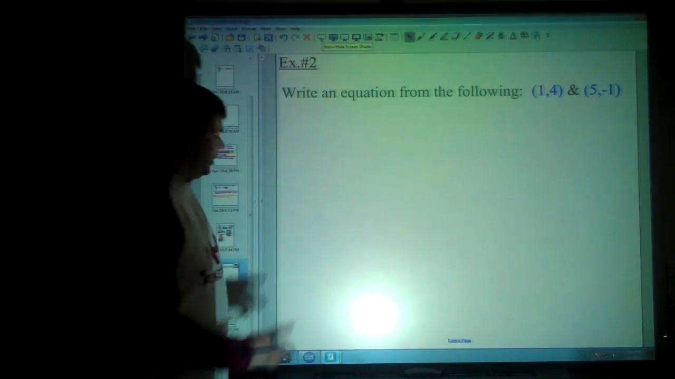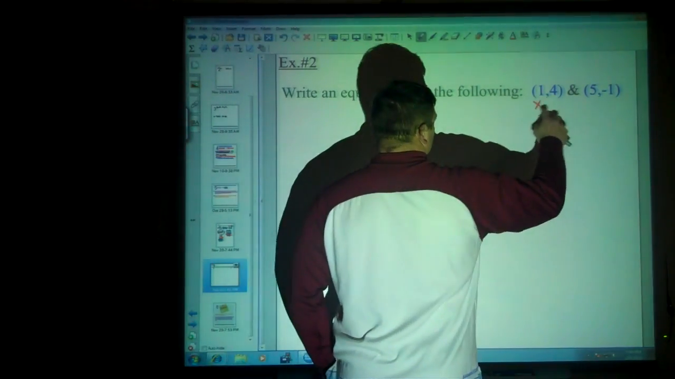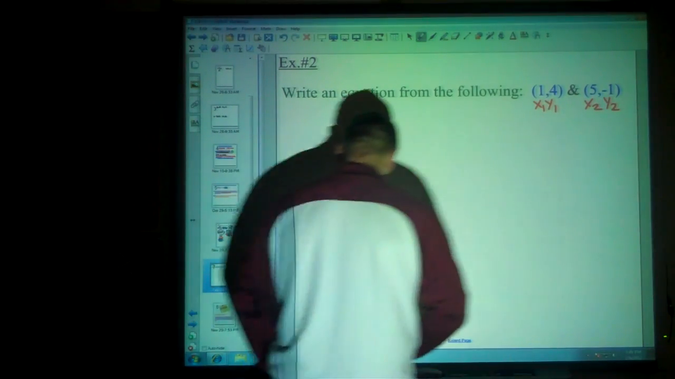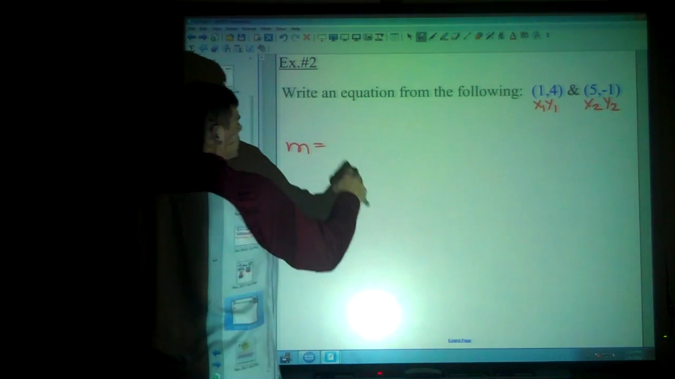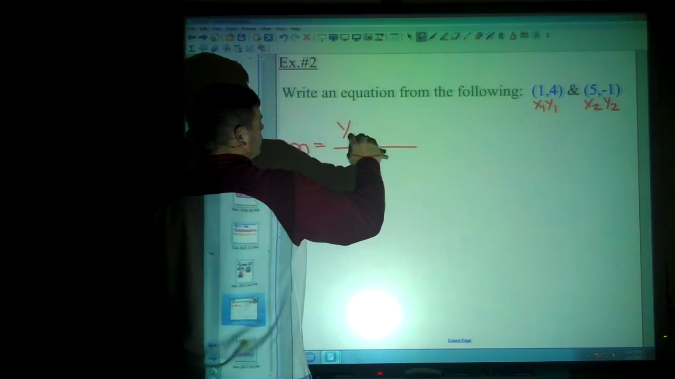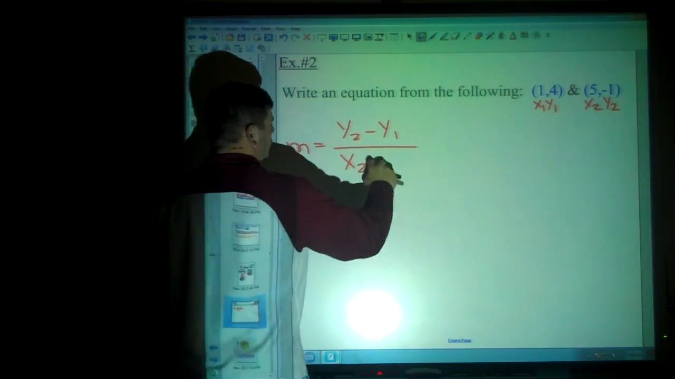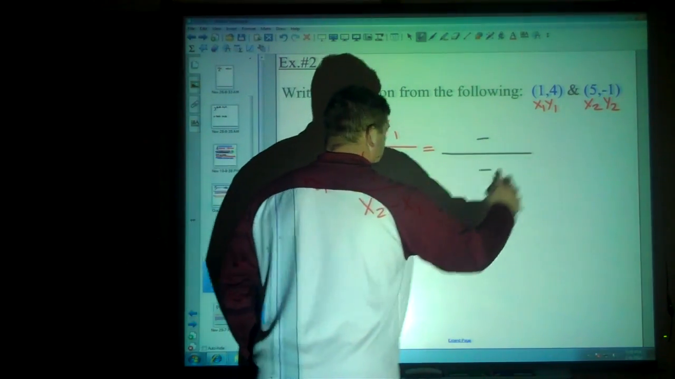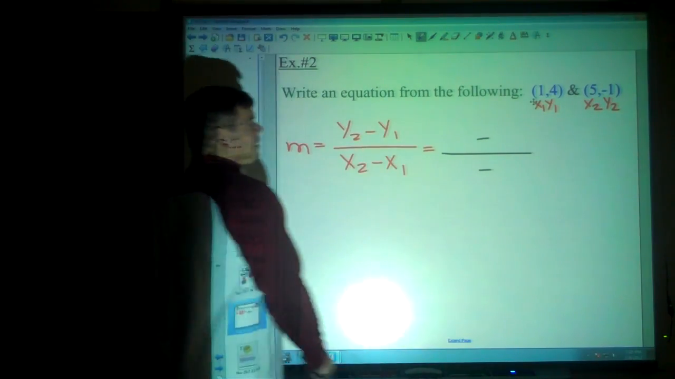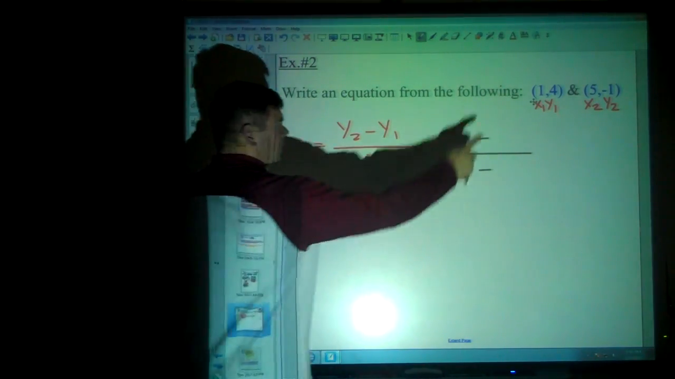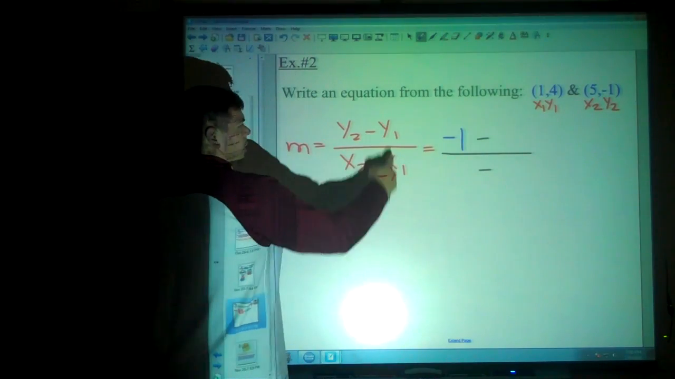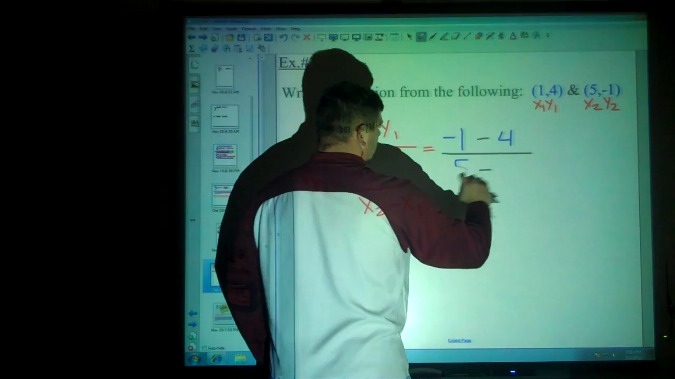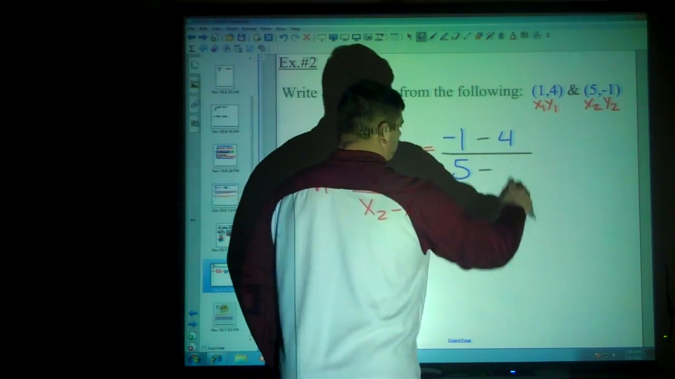Write an equation for the following. First thing I'm going to do is label x sub 1, y sub 1, x sub 2, y sub 2. I know that the slope is equal to y sub 2 minus y sub 1 over x sub 2 minus x sub 1. So I draw a line, put 2 subtraction signs in it, and I substitute my values. According to this, y sub 2 should go here. I've labeled that as negative 1. Y sub 1 has been labeled as 4. X sub 2 has been labeled as 5. And x sub 1 has been labeled as 1.